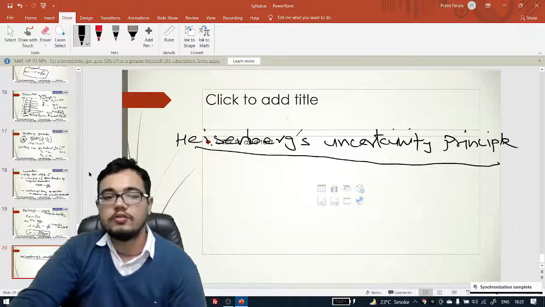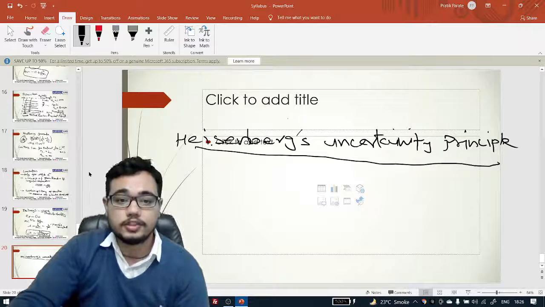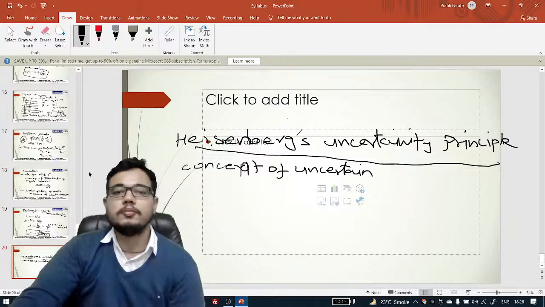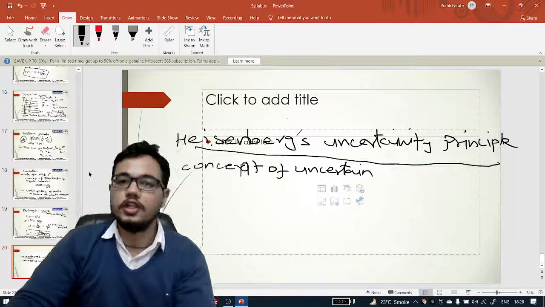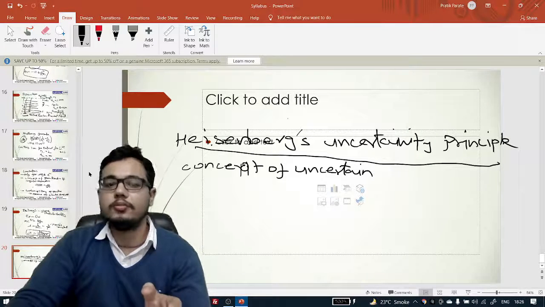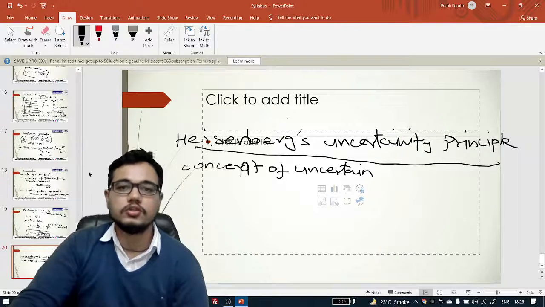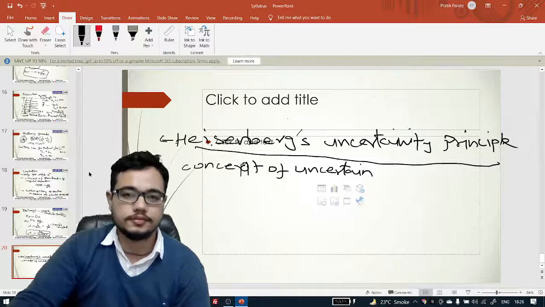But up till now, we were trying to calculate this simultaneously. So that means there is a concept of uncertainty. That means we cannot calculate exactly the position of electron. We can just find out the probability of finding an electron around the nucleus at a certain position. That is all we can calculate. That was the derivation from Heisenberg.